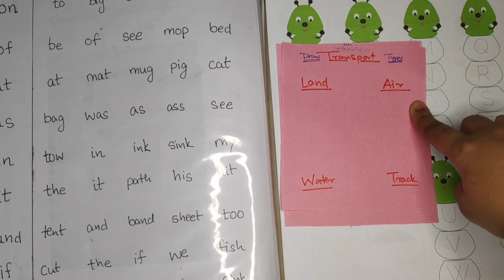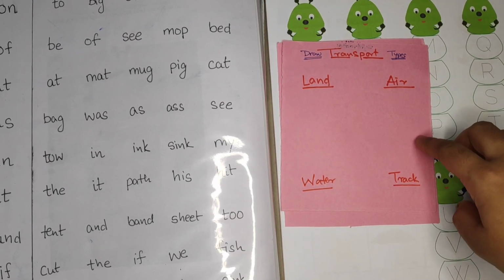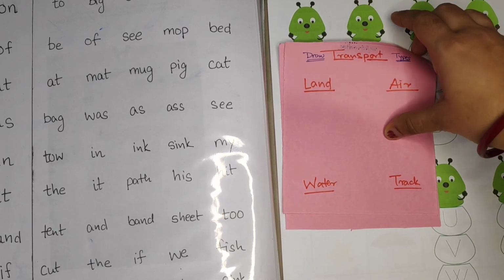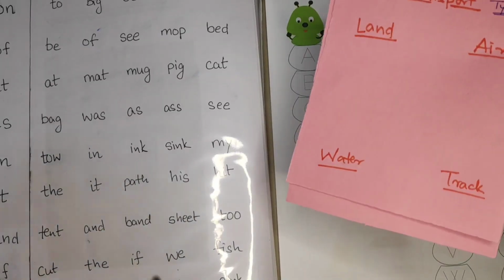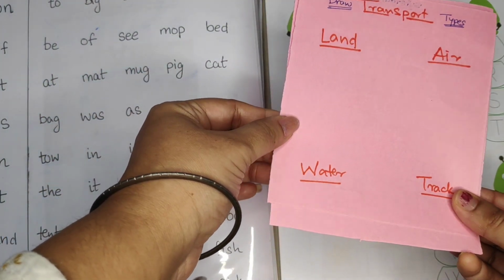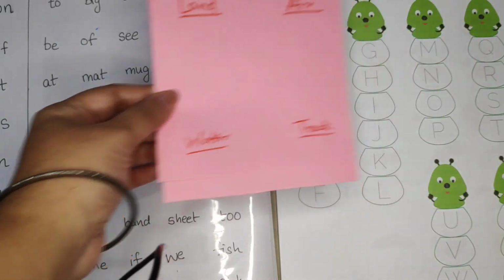You can ask them to draw anything for air transport, like a hot air balloon. Train they can draw, water transport, ship they can draw. Just to give them understanding and also to boost them, you can prepare this kind of small worksheet and ask them to draw accordingly.